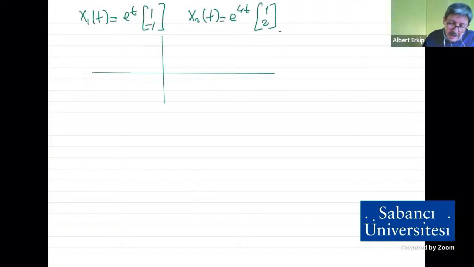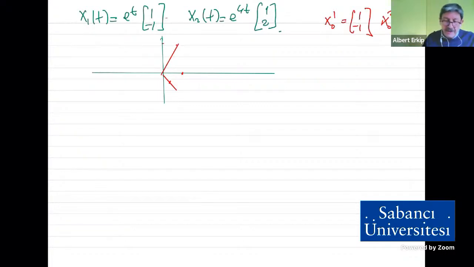Now, first of all, where is x1? Remember, I will have the vector x1(0) was (1, minus 1), and x2(0) was (1, 2). Where are these vectors? (1, minus 1), so this is here. And the other one is (1, 2), so it's something like this.